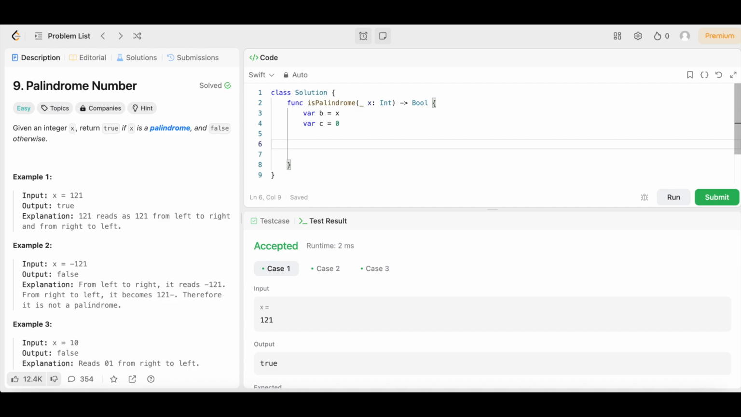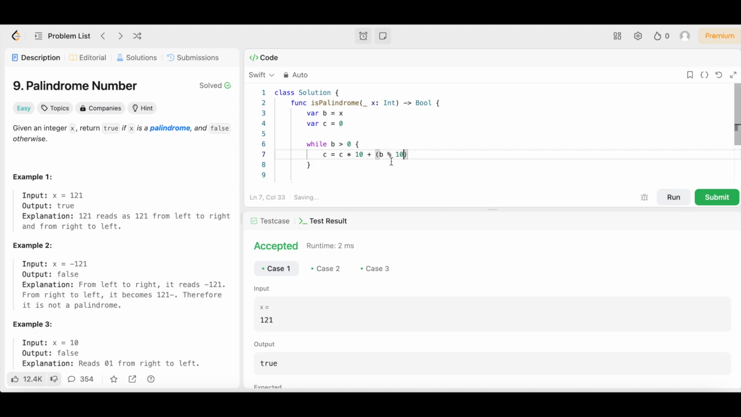And then from there, what we're going to do is say while b is greater than 0. So this is going to just keep running and keep looping over and over. As long as b is greater than 0, it's going to keep looping. So this is the formula right here. It's not that long. It's easy to remember. It's going to be c equals c times 10, right? Plus b mod 10. So if you don't know what this sign is, it's the percent sign, but what it means is it's going to give you the remainder of b divided by 10.